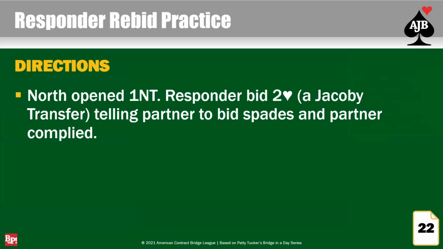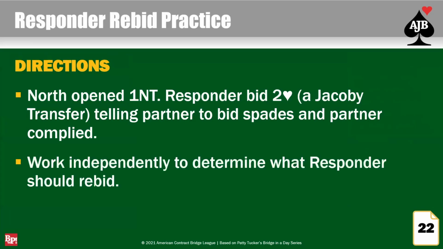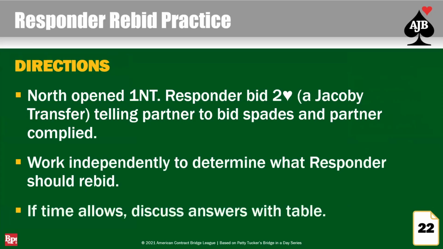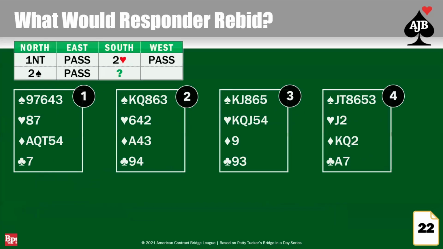So on the following hands, North opened 1 no trump, responder bid 2 hearts, a Jacoby transfer telling partner to bid spades, and partner complied. Work independently to determine what responder should rebid. If time allows, talk about it with the people at your table. Take a look.